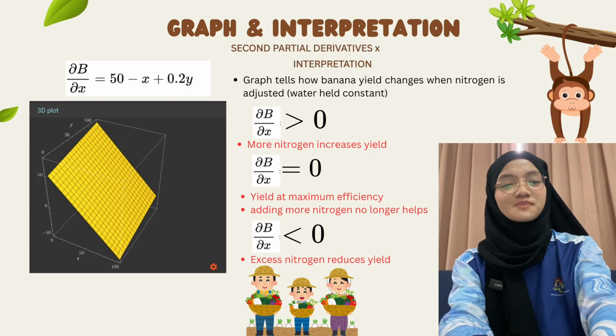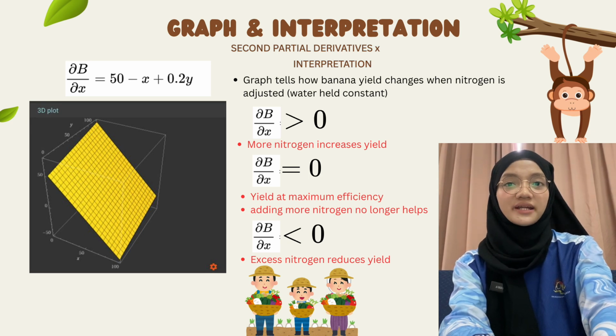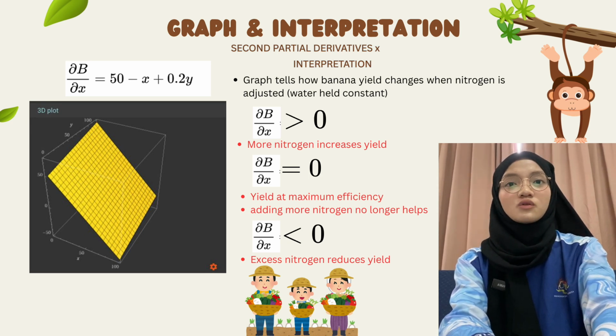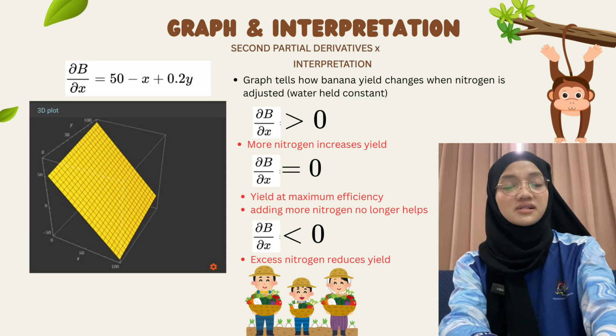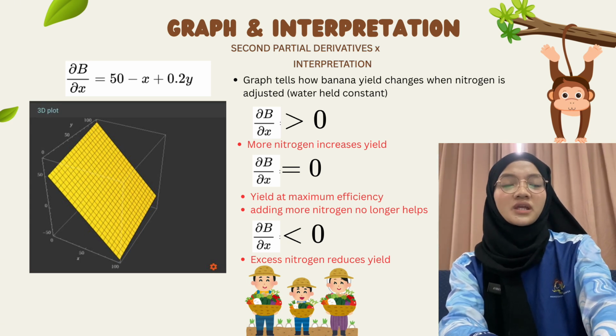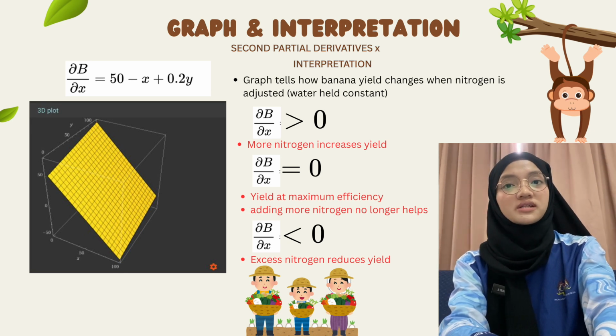Next, let me explain what this partial derivative tells us about nitrogen's effect on banana yield. This equation, the partial derivative of b with respect to x, equals 50 minus x plus 0.2y. It mathematically describes how banana yield changes when we adjust nitrogen levels while keeping water constant. When we examine the graph of this function, we see three crucial scenarios.